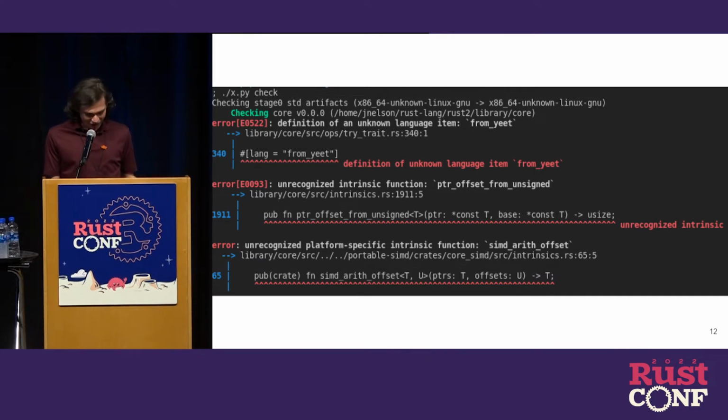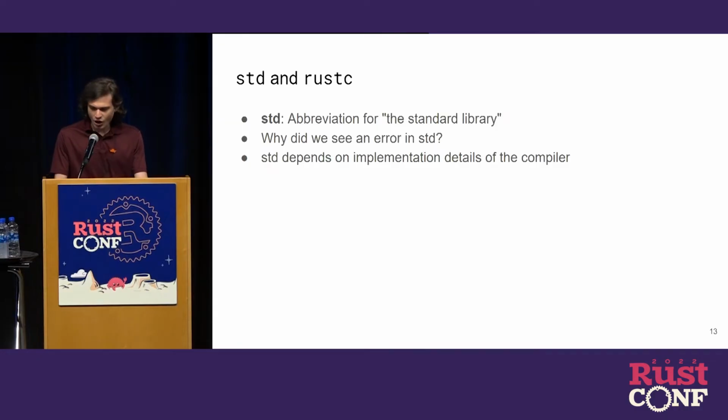So if we look at the error here, it's telling us there's something called a language item that we need to know, and it's called from yeet, and we don't know what from yeet is, and this is something in 1.62, not in 1.61. So even in that short amount of time, we're already running into errors. And because we depend on those unstable features in the compiler, we can't use that older version. But what does this mean, right? What are language items, all this stuff?